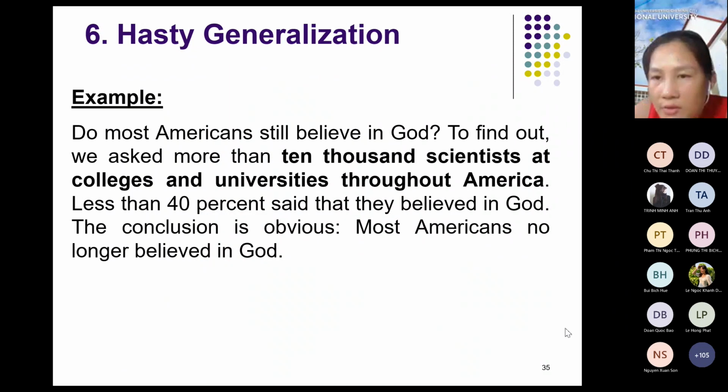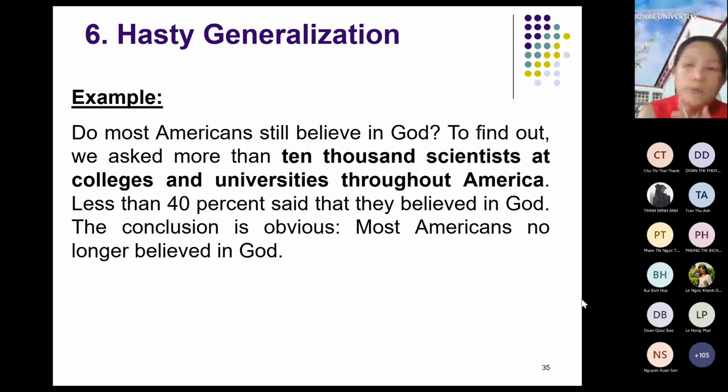Okay, I got the answers from Phạm Thị Ngọc Thảo. Maybe 1 means the characteristic is believing in God. 2 means the 10,000 scientists at colleges and universities throughout America. That is the sample. And then 3 means the population as a whole, most Americans. If you have the same answers as Ngọc Thảo, that is the correct answer. Very good. So we identify the sample is 10,000 scientists at colleges and universities throughout America, and the population as a whole is most Americans.